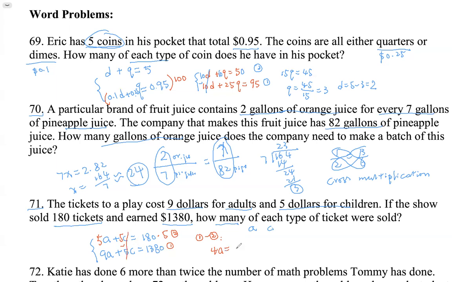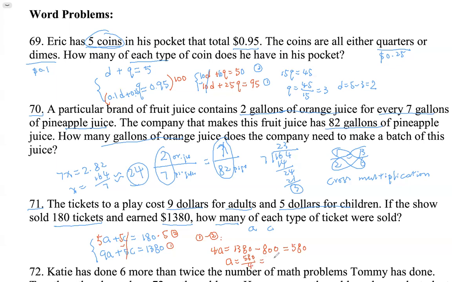So 1,380 minus 180 times 5. Well, that's 900, right? 5 times 8, 40... then 1 times 5, so that's 900. Well, 1,380 minus 800, how much? That's 580, isn't it? So divided by 4 on both sides. So A equals 580 divided by 4.